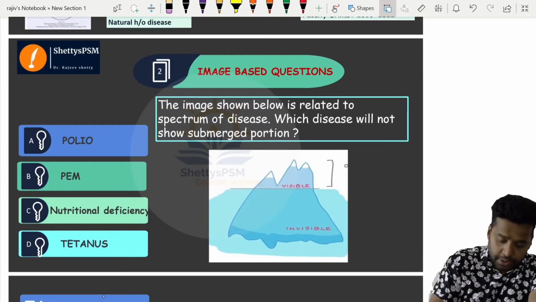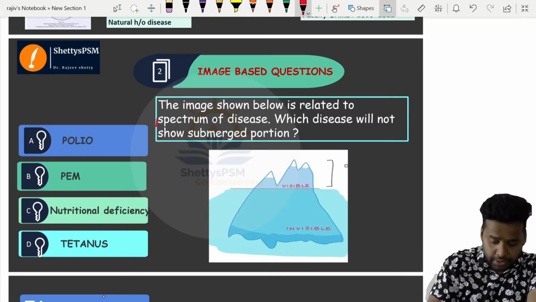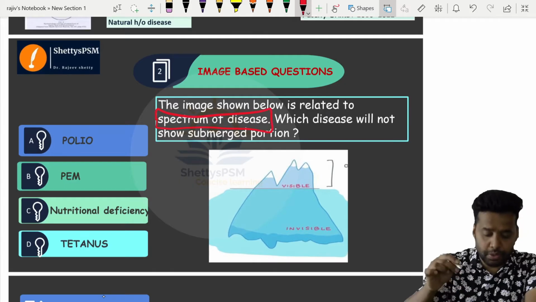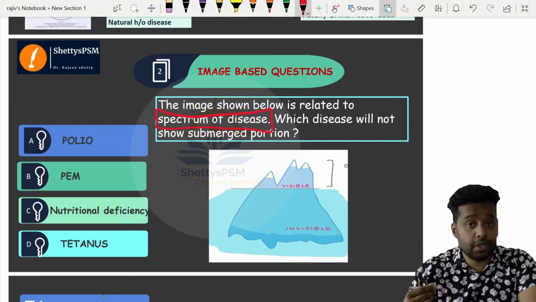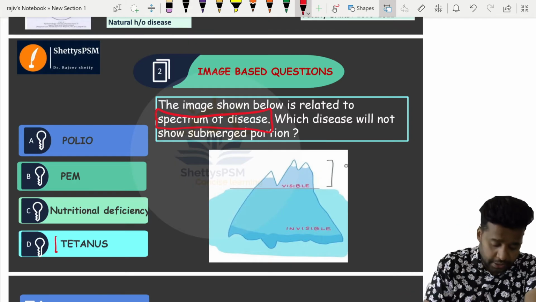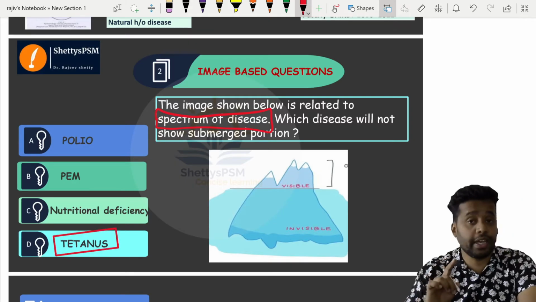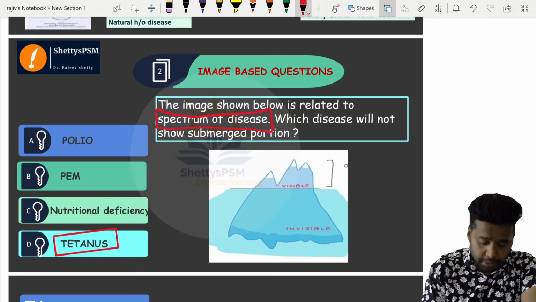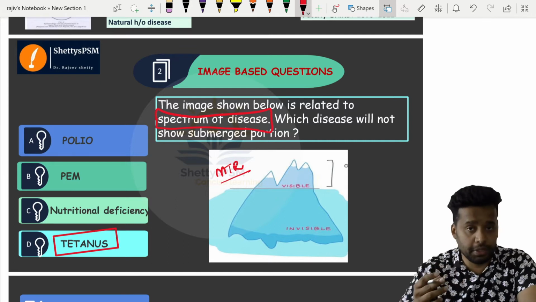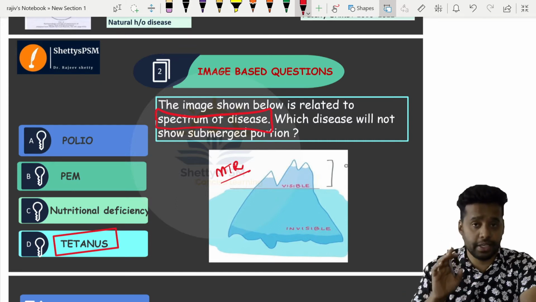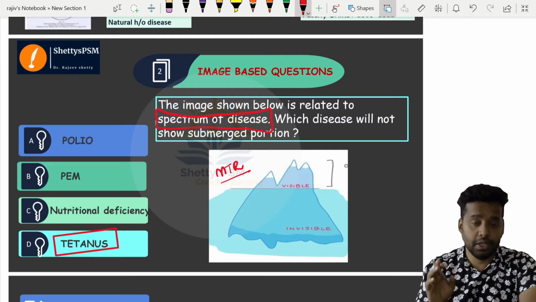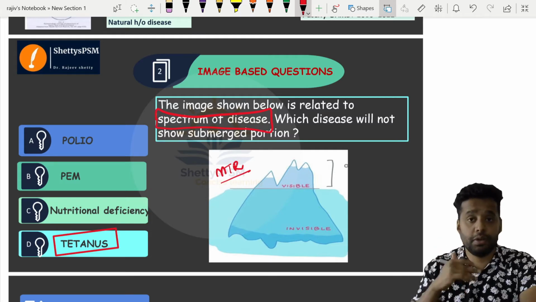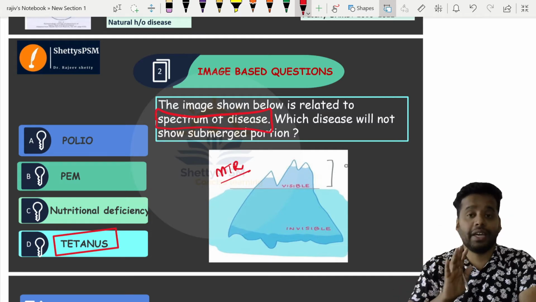Good. So coming to the second question, the image is related to the spectrum of disease. What you are seeing here is the iceberg phenomenon of disease. Which disease will not show a submerged portion? The answer is tetanus. It has no chronic carrier state. We have an MCQ saying which has no submerged portion. The mnemonic is MTR. Measles, tetanus, rubella and rabies have no chronic carrier state, so no submerged portion. When the question is on submerged portion, you have to answer based on chronic carrier state.